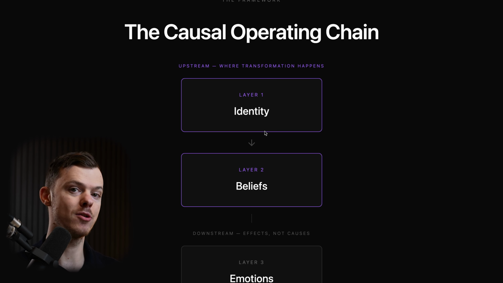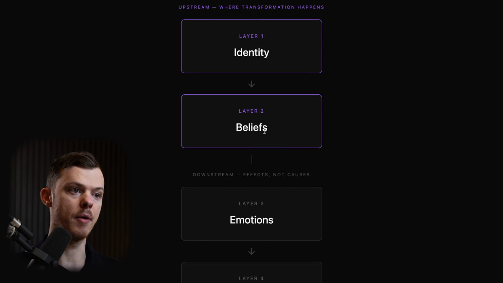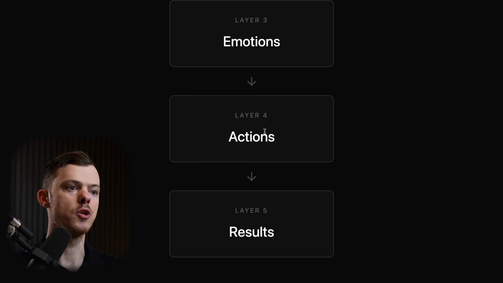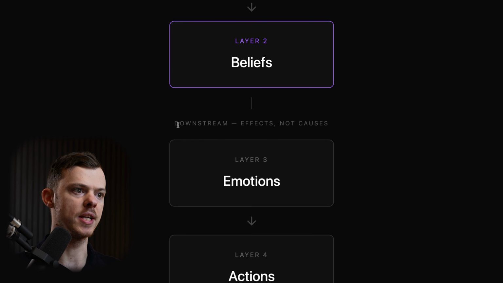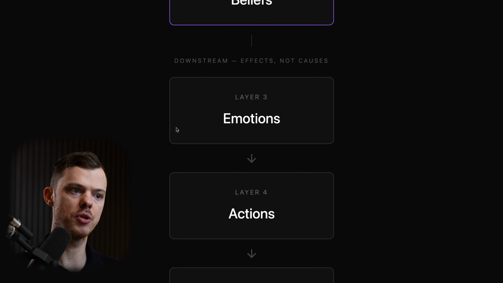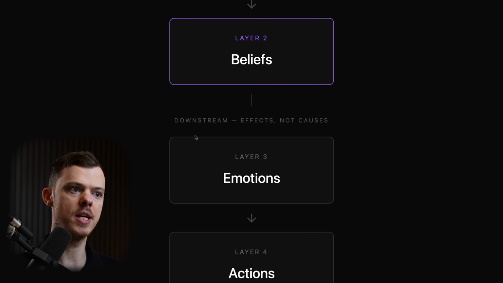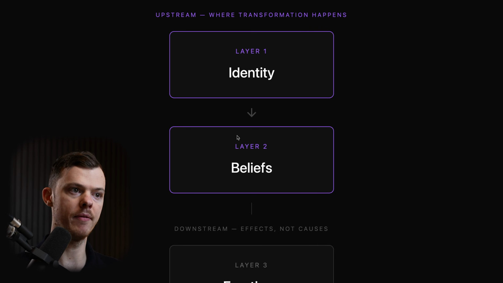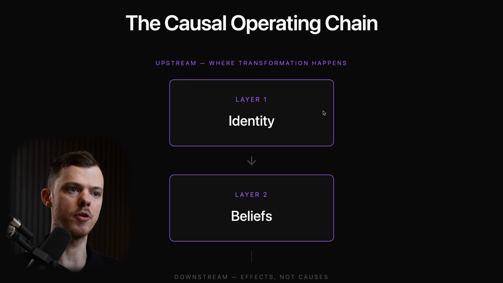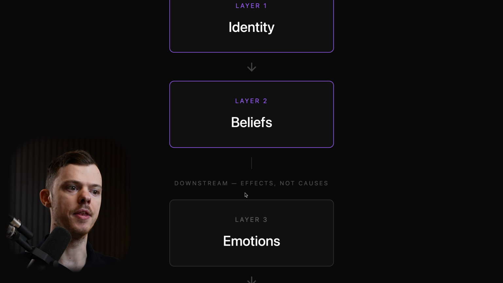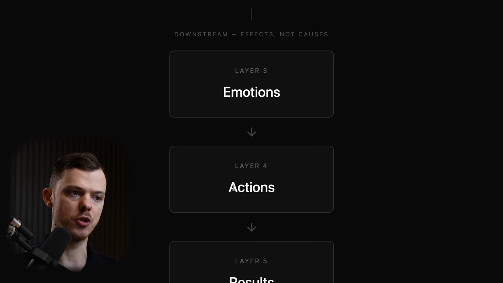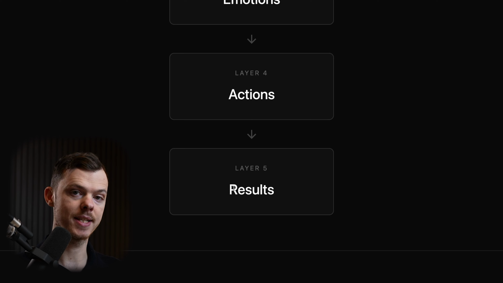True transformation, especially when it comes to upgrading your internal operating system, always starts with your identity and then your beliefs. But the causal operating chain here, and it is all upstream, starts as layer 1 with your identity. Then we have your beliefs, and then we have your emotions, your actions, and your results. As I've mentioned, the key part here is that these are effects, not causes. And when I say these, I'm referring to your emotions, your actions, and results. These all stem upstream from your beliefs and your identity, which is why we focus on your identity and your beliefs. And then we upgrade your emotions, and then we change your actions, and then we create your results. In this case, in your business.